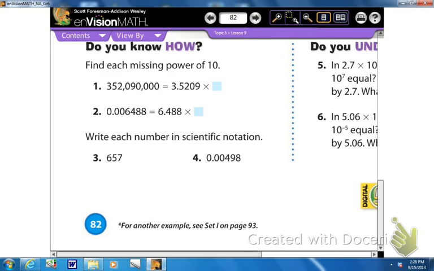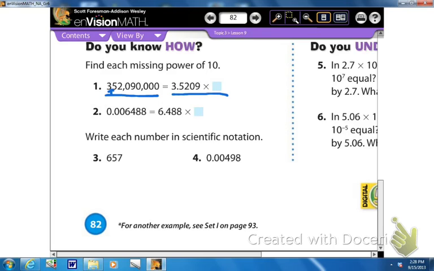Okay, let's look at the guided practice here together. Number 1, we have 352,090,000, and we're going to write that in scientific notation over here. They actually go ahead and give you the first factor instead of it being this big number. They've moved the decimal place and put it right here between the 3 and the 5.